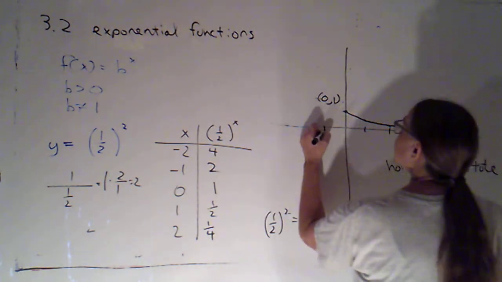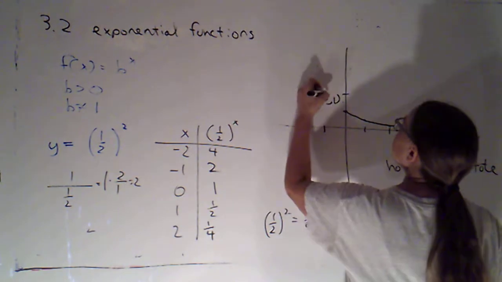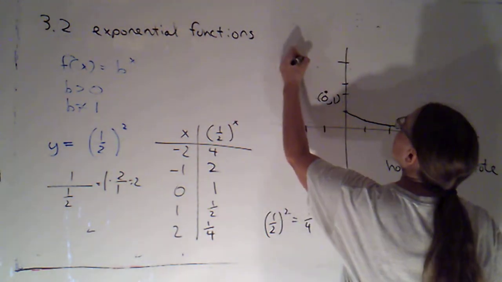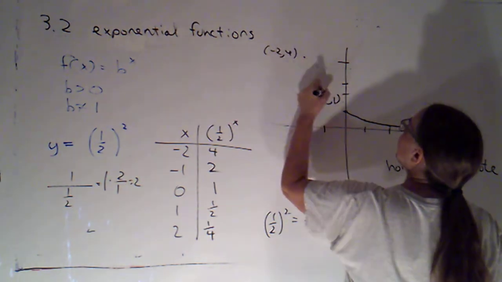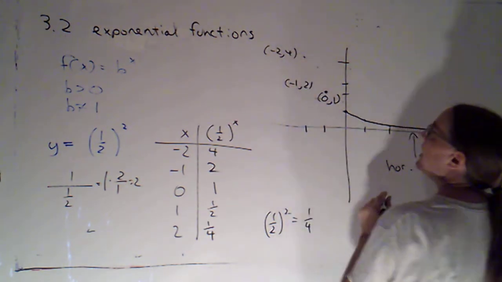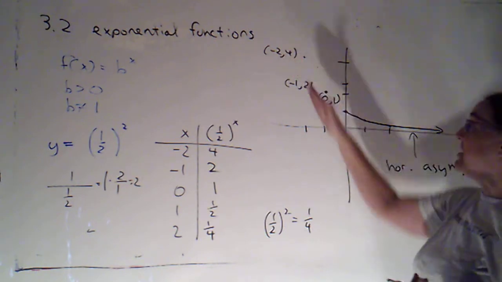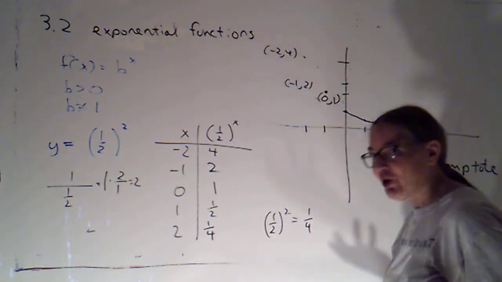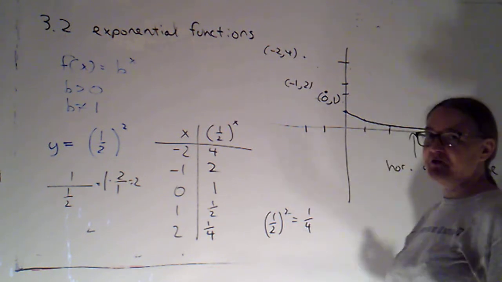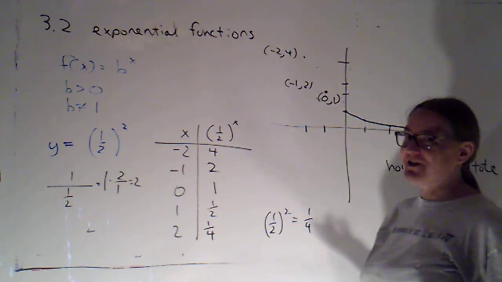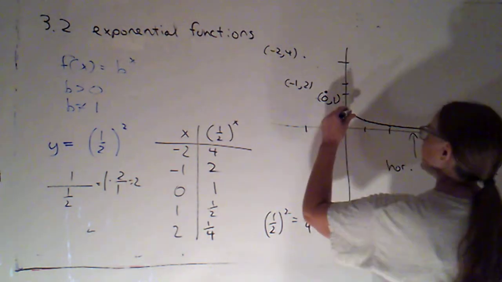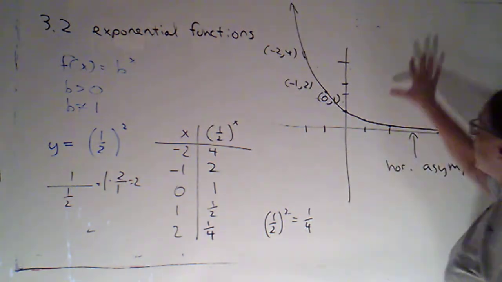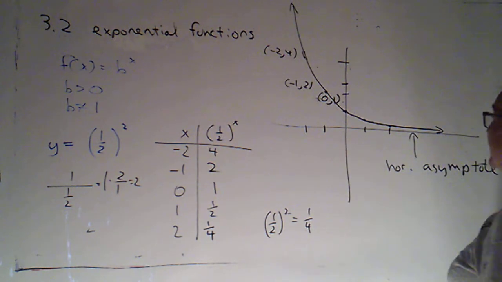So now, as we go off to the left, our y values are getting bigger. So there's -2, 4, and here's -1, 2. And that pattern will continue. Because if I have -3, that's going to be the reciprocal of 1/2, which is 2, cubed. It's just going to be getting bigger and bigger and bigger. So now we've got something that looks like this.